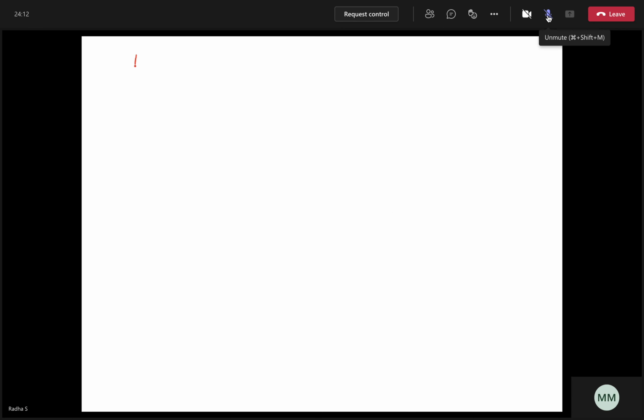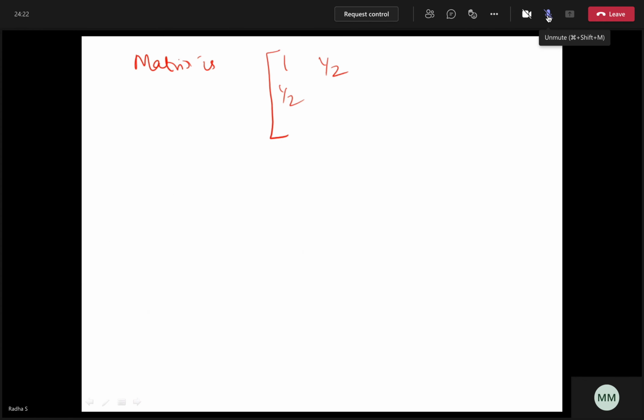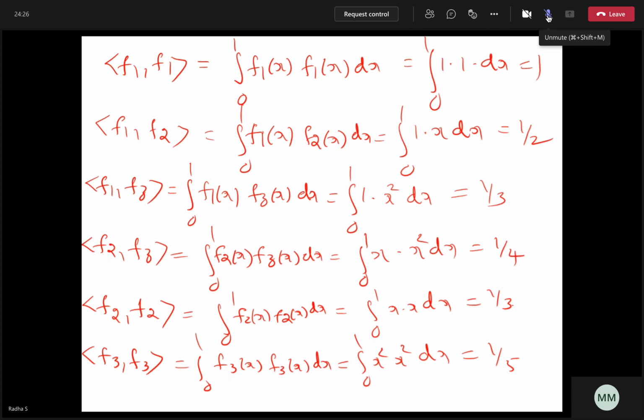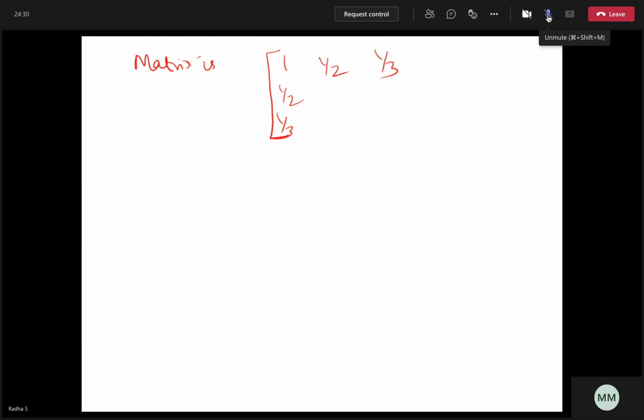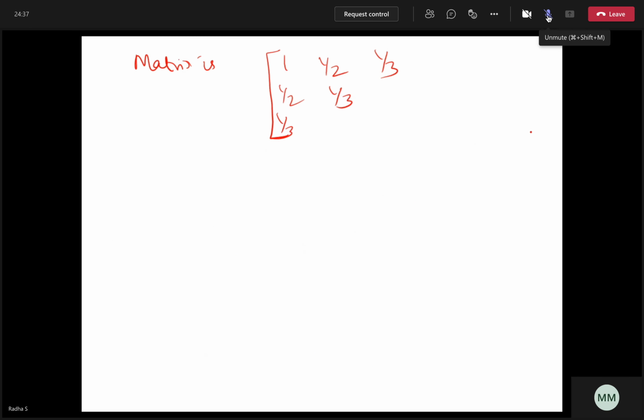What is the matrix? Matrix is 1 by 2, 1 by 2. I'll fill simultaneously. 1 by 3. Okay, what is F2, F2? 1 by 3. Then F2, F3 is 1 by 4, then 1 by 4.